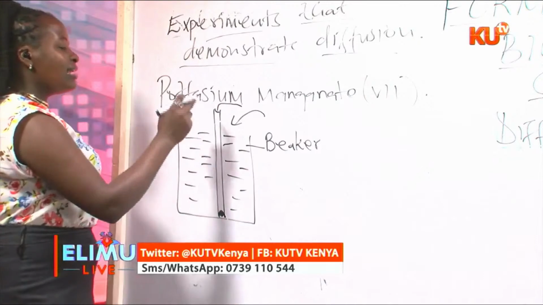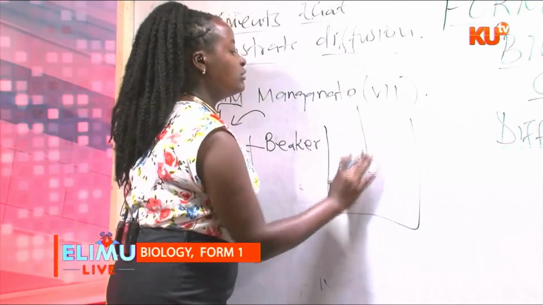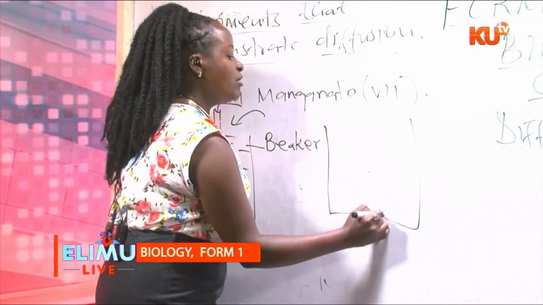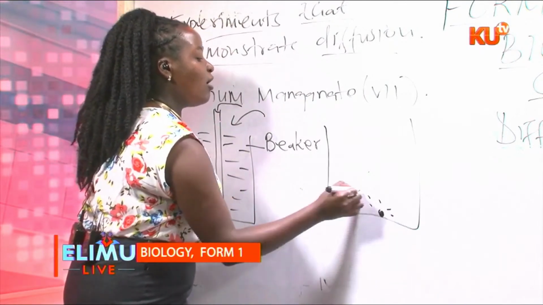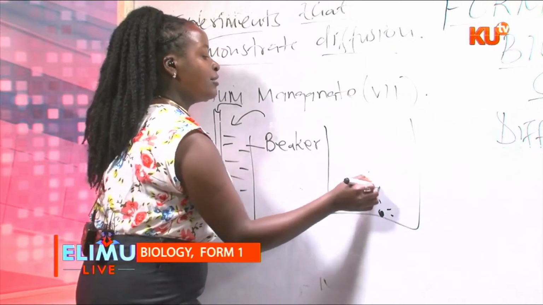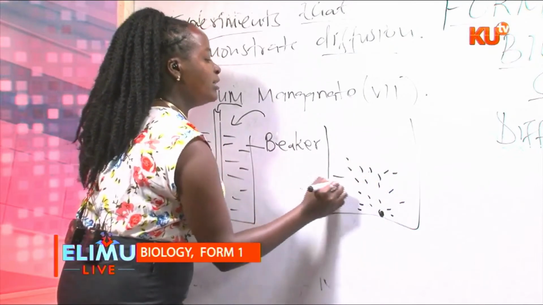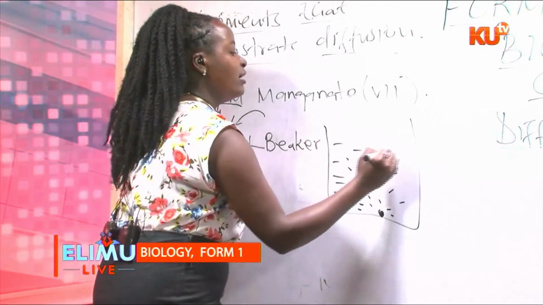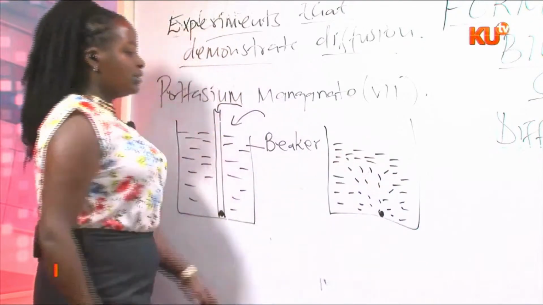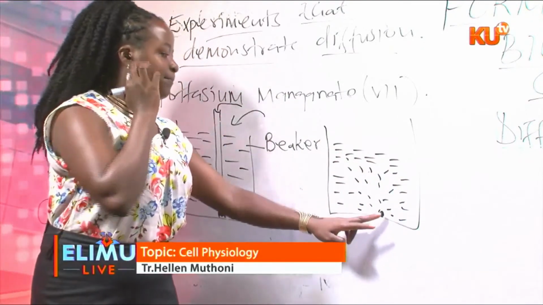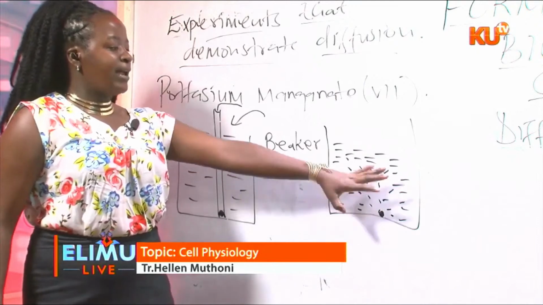Then the glass rod is removed so that this particle remains at the base. What will happen is that the particles of this crystal will break away and start spreading inside the water. This is the crystal on the lower side. These are the particles of potassium manganate 7, and the particles that compose it will break away.